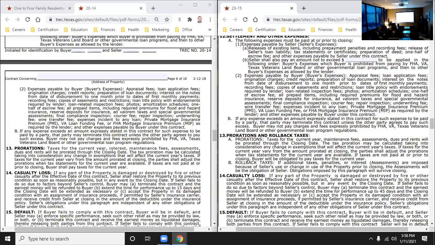Rollback taxes: if additional taxes, penalties, or interest assessments are imposed because of seller's use or change in use of the property prior to closing, the assessments will be the obligation of seller. Obligations imposed by this paragraph will survive closing.